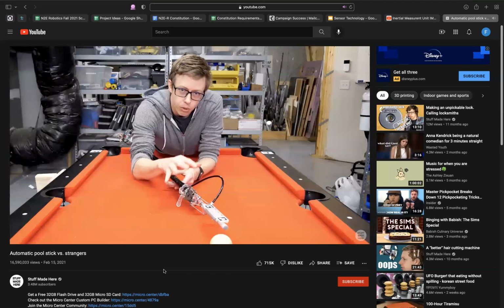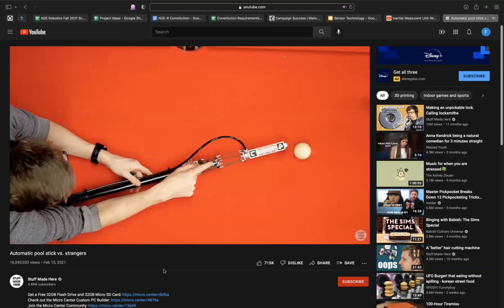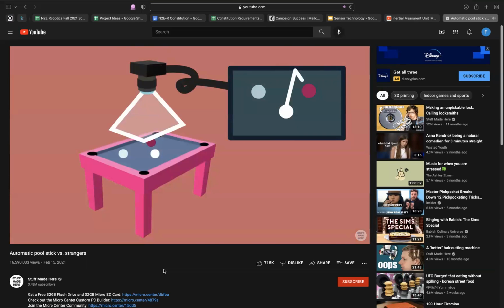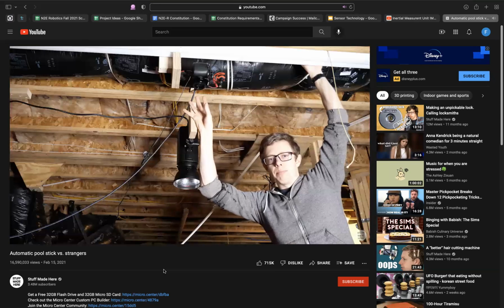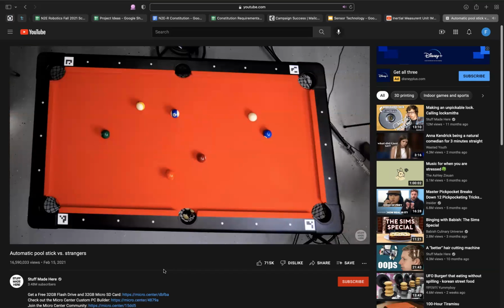This cue is really cool, but it's completely useless without some more information. If I'm holding it here, how does the computer know that it needs to move it over here so the shot will go in? I have to know where everything is to be able to figure that out. I have this camera mounted on the ceiling looking straight down. It can see everything going on the pool table.